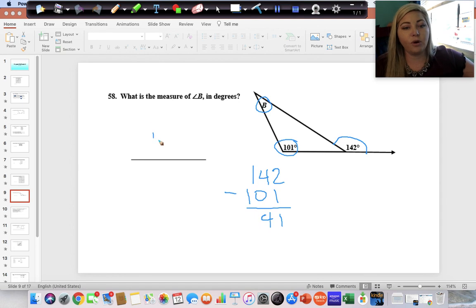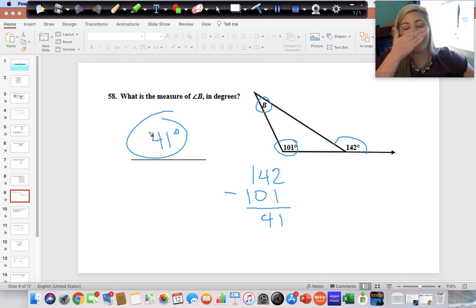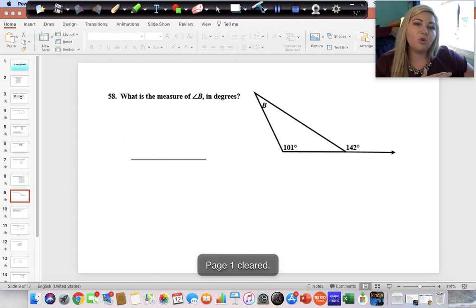Okay, so we've got 41 degrees. Now, you can double check this work by doing 180 minus 142, which would give you this length. And then you could do 180 minus 101 minus this length, and it'll give you 41 degrees. So you could do that as well, and that would still give you the same answer. But the shortened version is just subtracting those two numbers.